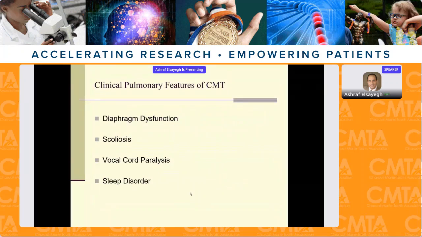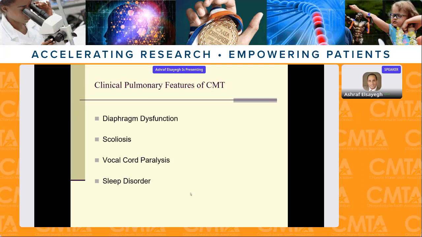What are the main pulmonary problems in CMT patients? Number one is diaphragm dysfunction. Diaphragm dysfunction leads to essentially shortness of breath. Number two is scoliosis, which is an abnormal curvature of the back. Number three is vocal cord paralysis. And number four is sleep disorder. I want to point out that respiratory issues in CMT in general are relatively rare, not as common as in other neuromuscular diseases.